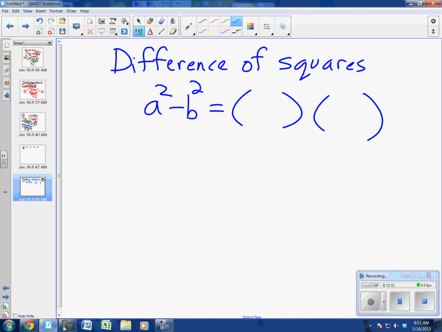What would you guys say? Alex, what would you say? A squared minus b squared is equal to what? Think. Rather than think, look at it. Difference of squares. A squared minus b squared equals? A minus b times a plus b. We just went over this, right? Difference of two squares. So Alex, let me give you a second chance. What does that factor to be?